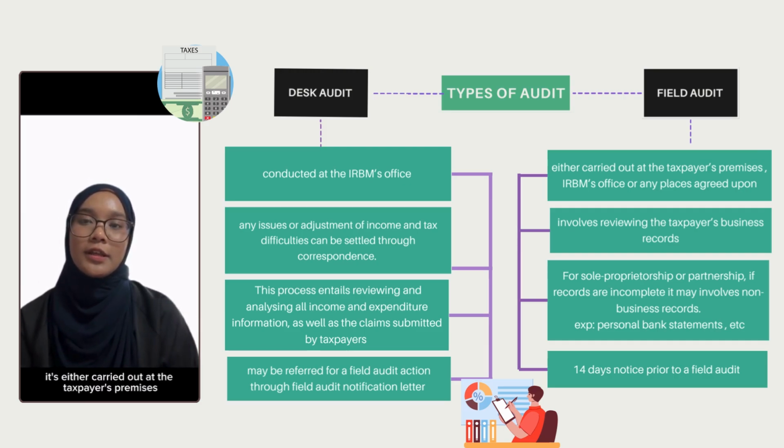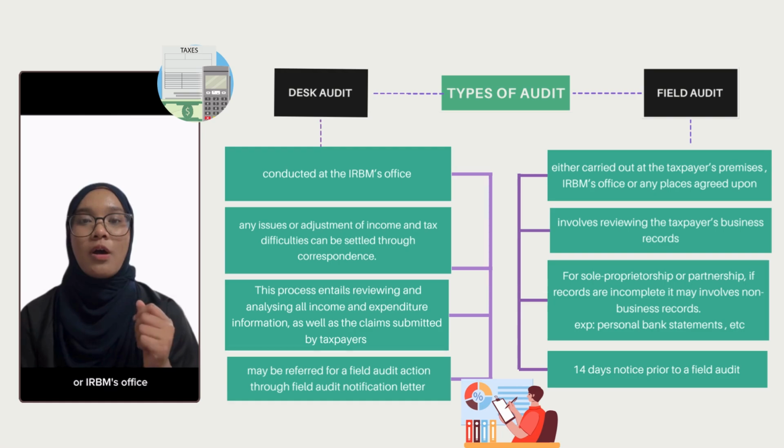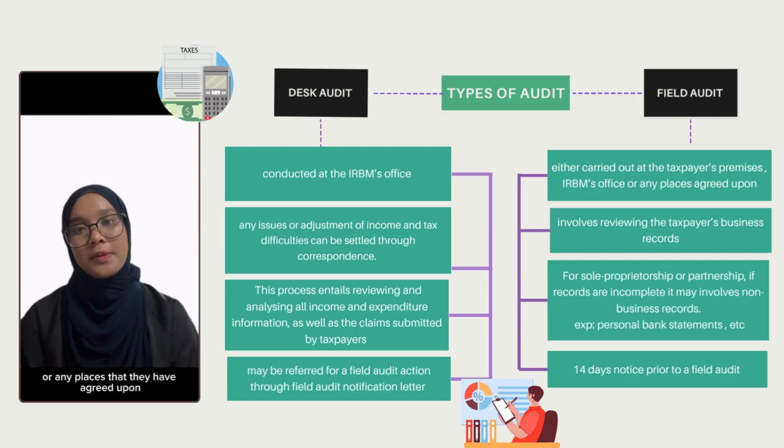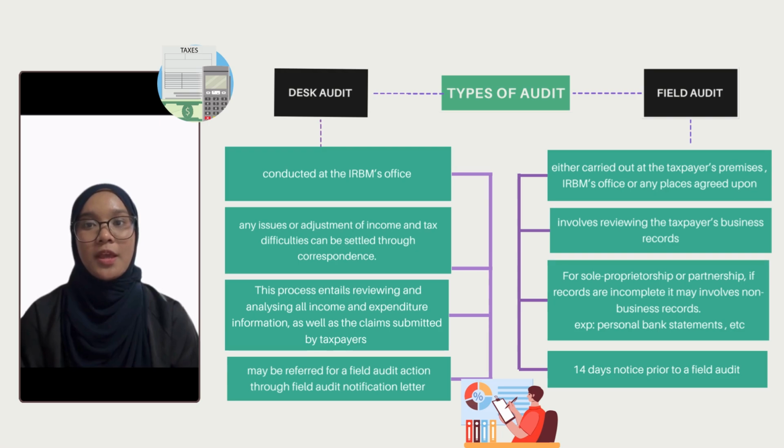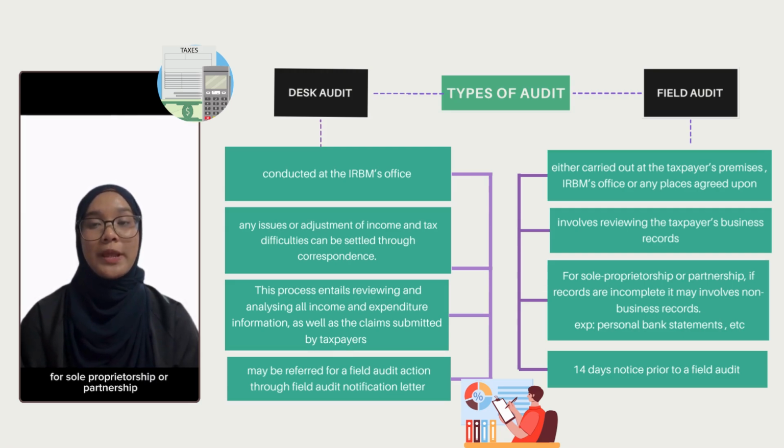Field audit is either carried out at the taxpayer's premises or IRBM's office or any place that they have agreed upon. It involves reviewing the taxpayer's business records. For sole proprietorship or partnership, if records are incomplete, it may involve their non-business records such as personal bank statements. The taxpayer will be given 14 days notice prior to a field audit.